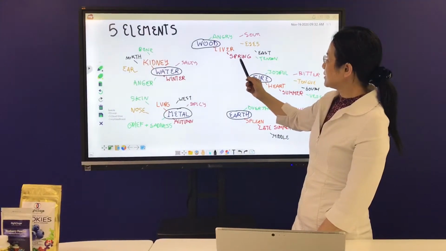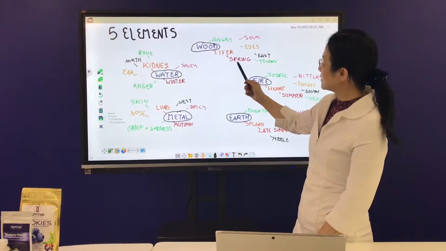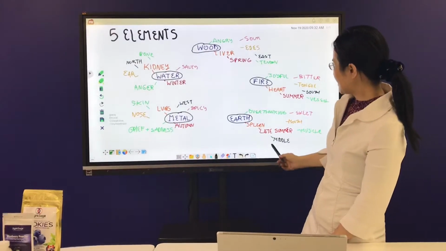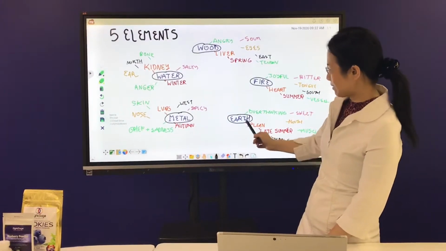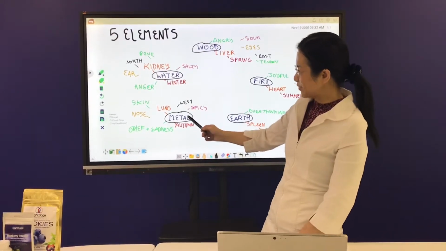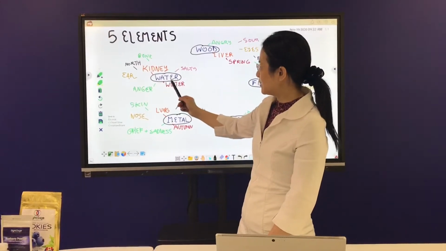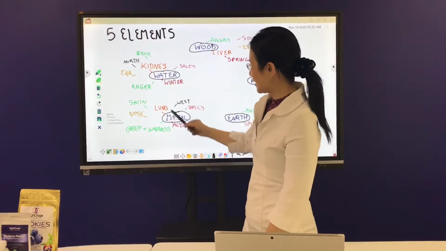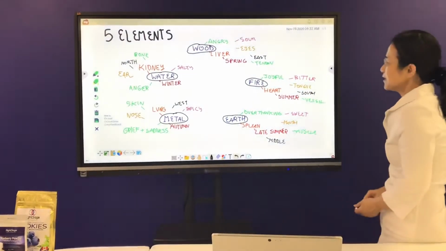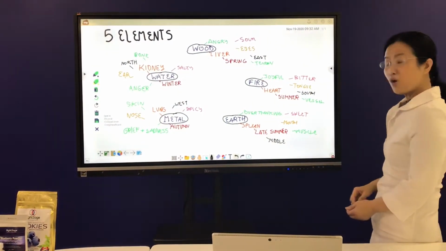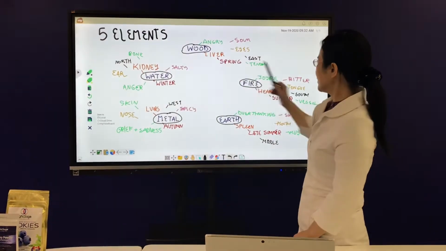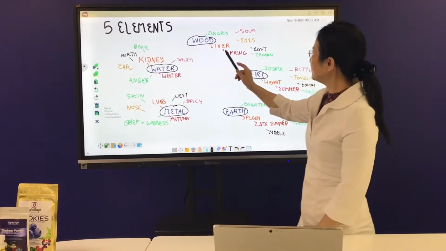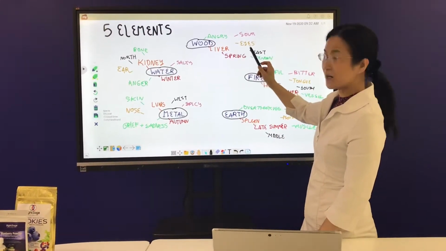Now the natural seasons. Spring is wood, and then summer is fire, and then late summer, after summer, is earth, and then autumn, metal, and then winter is water. So they are all related: water, kidney, winter are related. So this is the season. Now we'll talk about our organs: liver, heart, spleen, lung, kidney, and then our body parts.